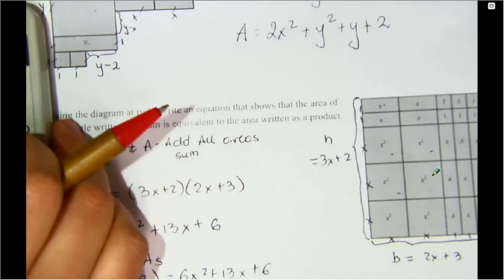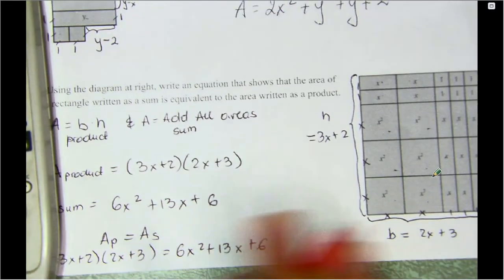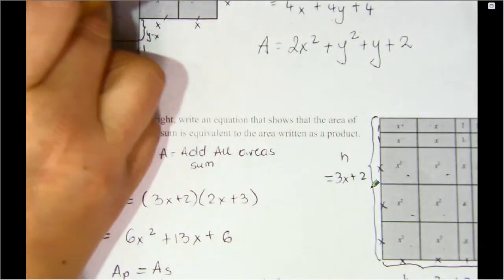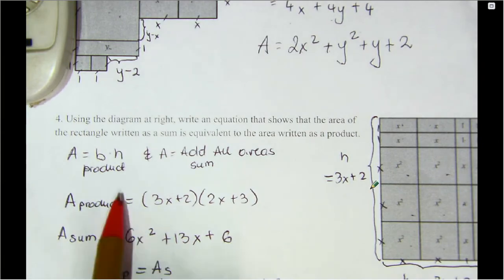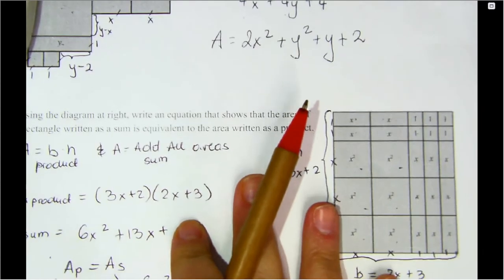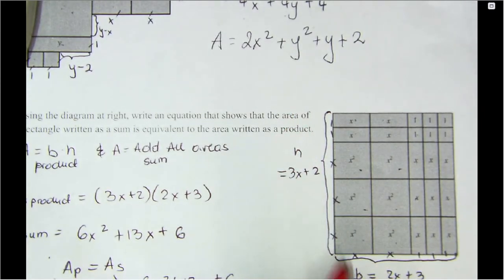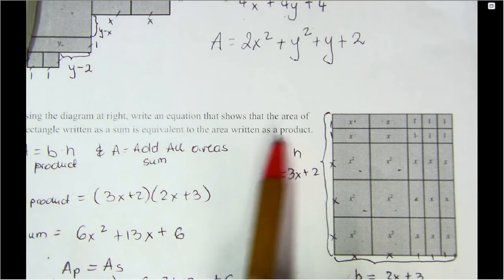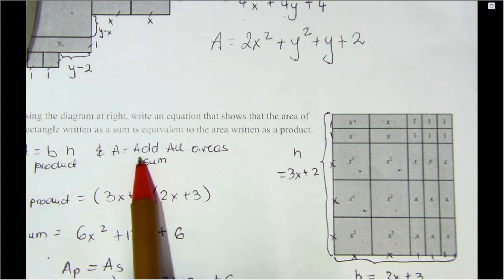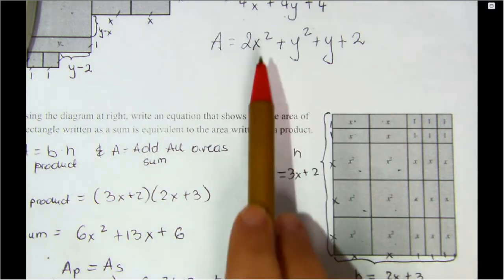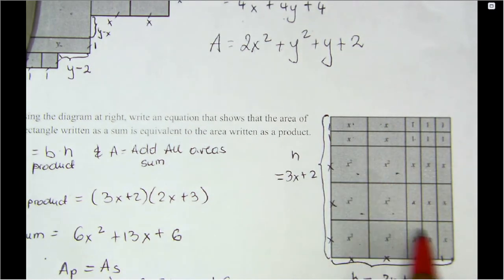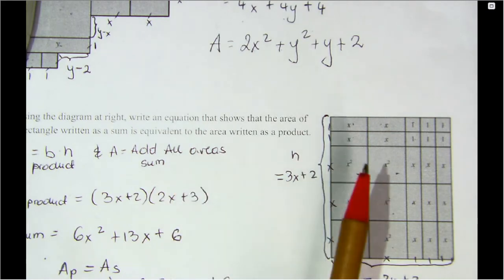Okay, this is forming one big rectangle, and we're going into area written as a product and a sum. What does that mean? Product. Well, you guys know the area of a rectangle is base times height. So in other words, base times height is the product. And area as a sum means I'm just adding, just like I did here, all the little areas inside. If I add them all together, that's going to give me the sum, area as a sum.